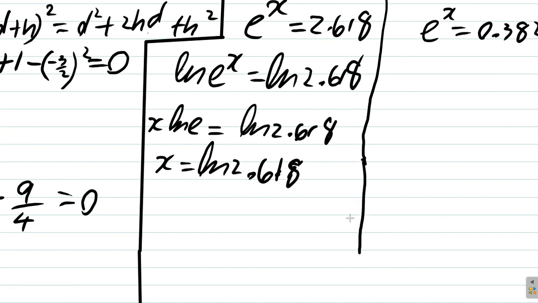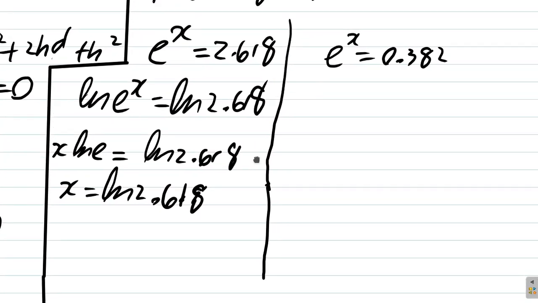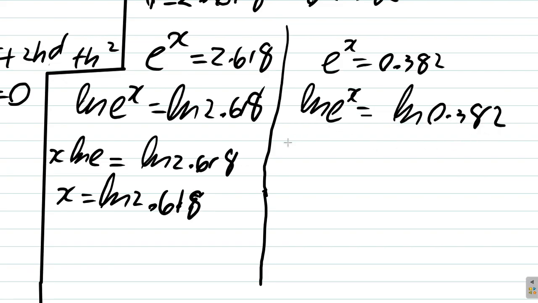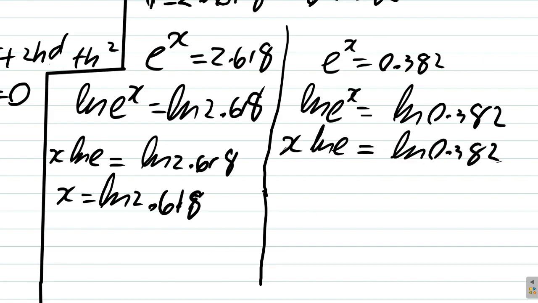Alright? Let's look at this one too. e to the x is 0.382. ln e to the x is ln 0.382. So x ln e is ln 0.382. But we know that ln e is 1. So we can just say x is that.